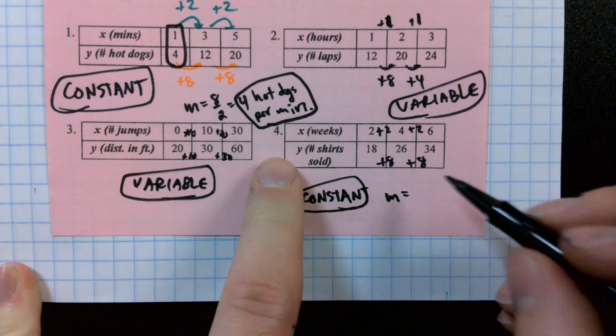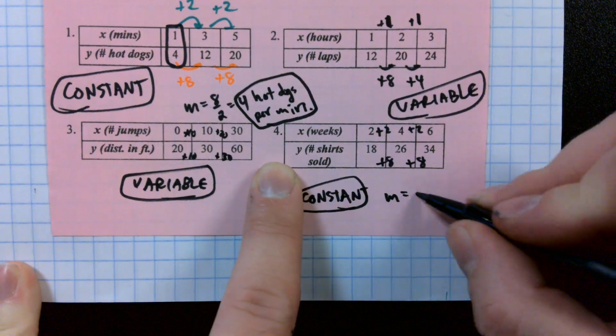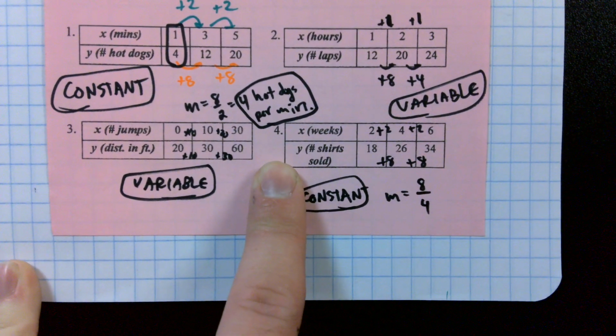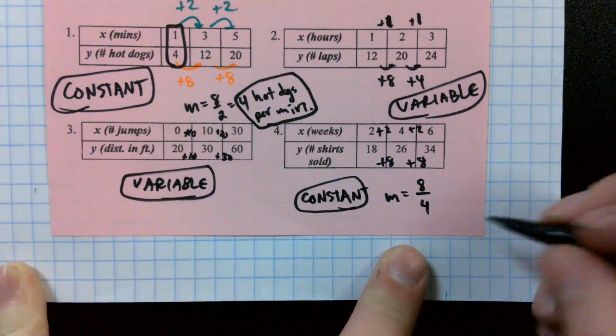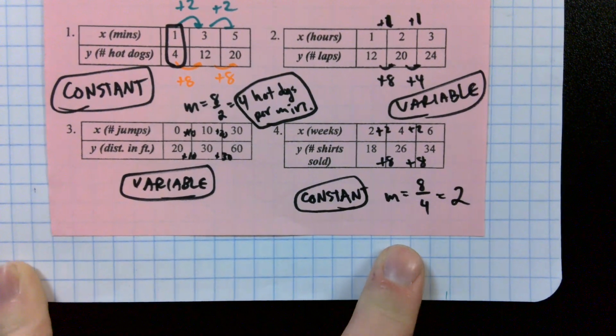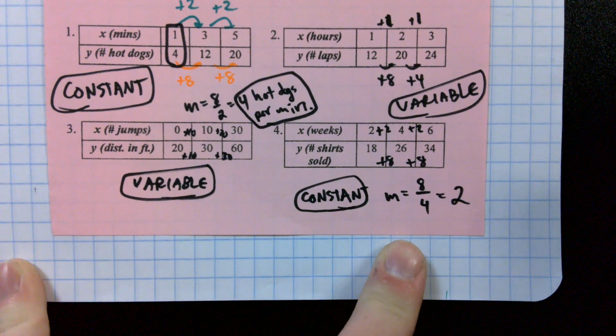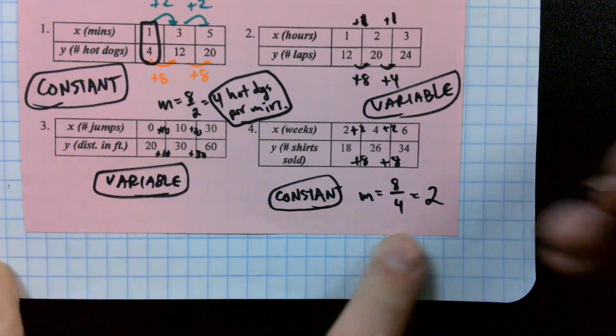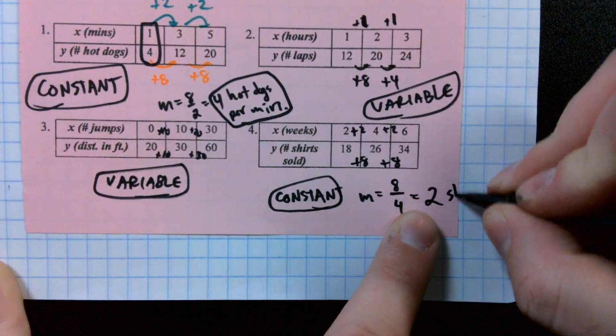My M is going to be equal to the change in Y over the change in X. What's 8 divided by 4? 2. 2 what? What is my 2? Perfect. That's right. Shirts per week.